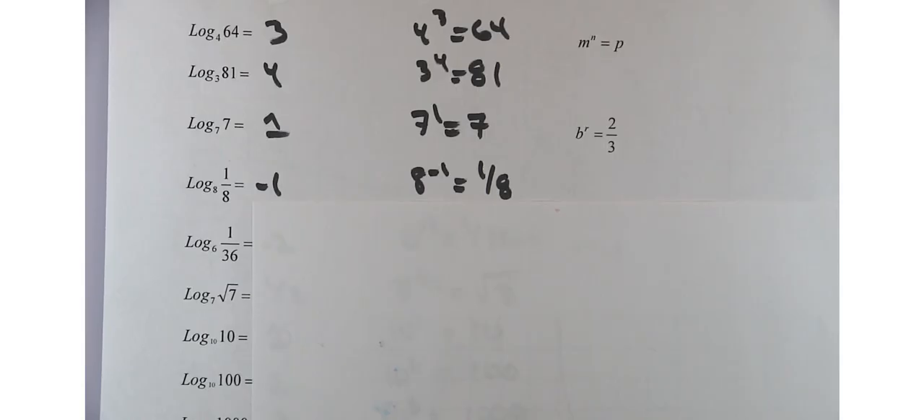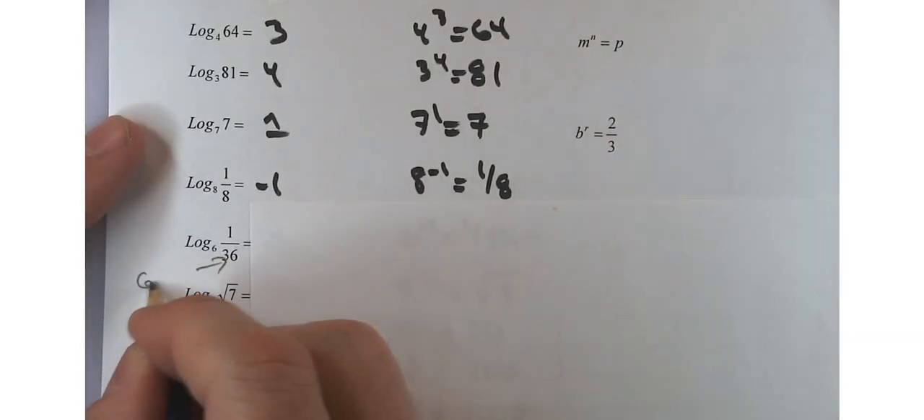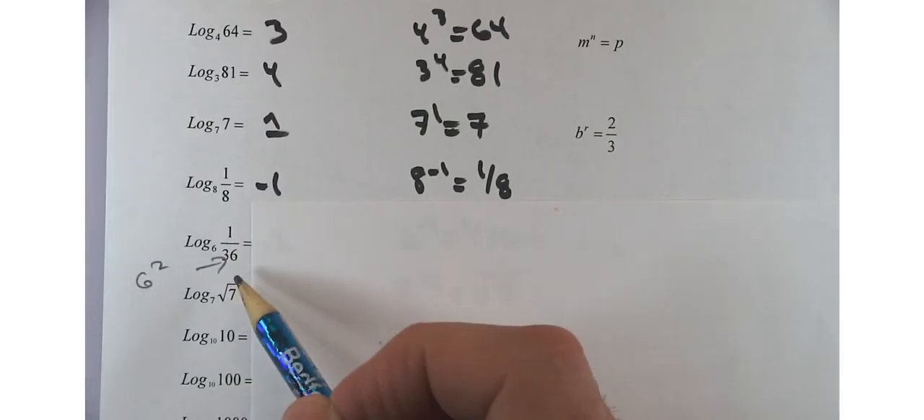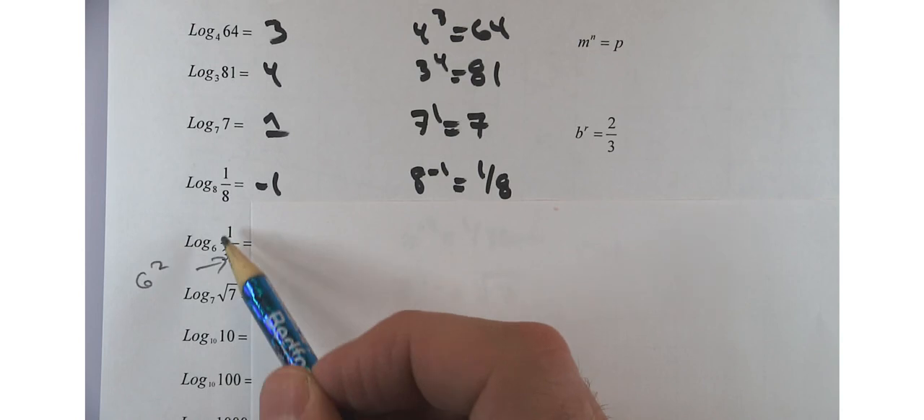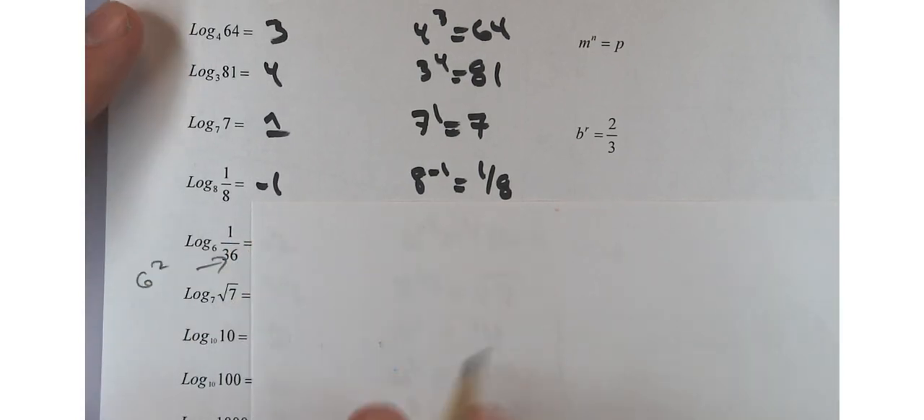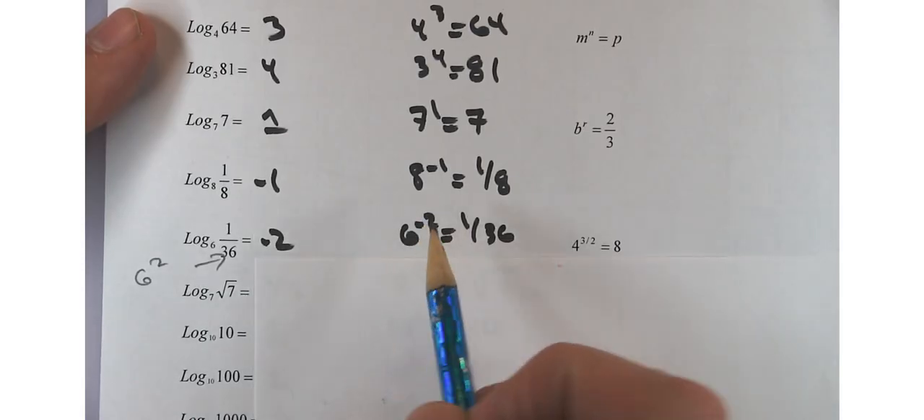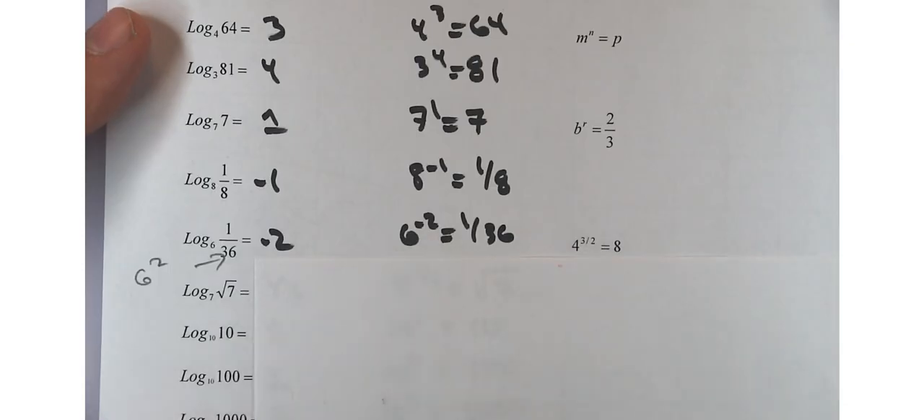And I think the trick in working with this one is to recognize that this number down here is really 6 squared. So what power of 6 is going to give you 1 over 6 squared? What's going to put that in the denominator? Victoria? -2. Good. So 6 to the -2 is really 1 over 6 squared, or 1 over 36.